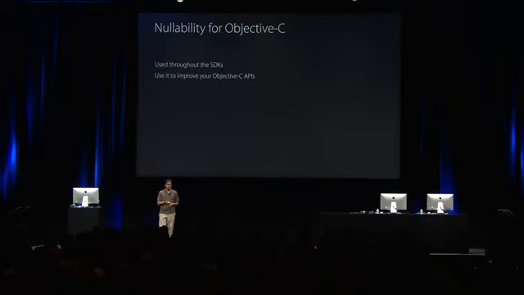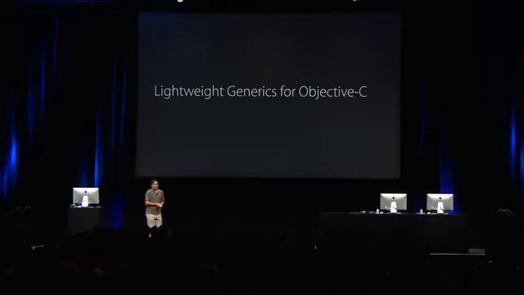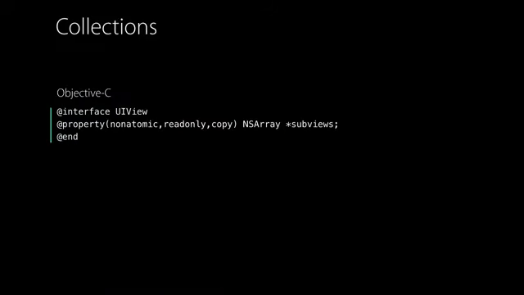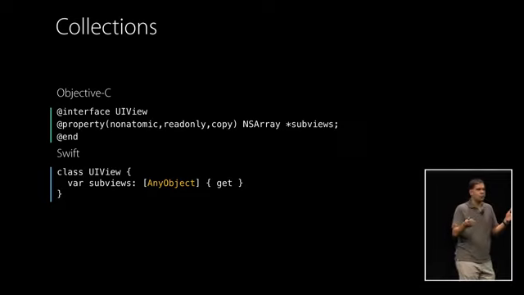This is a big one. Lightweight generics for Objective-C. Now, the origin of this feature, it's actually fairly easy to motivate. Collections. Here we have this NSArray of subviews. What's in the array? We don't say what's in the array. If you bring this into Swift, you say, it's an array of AnyObject, of course. That still tells me absolutely nothing.